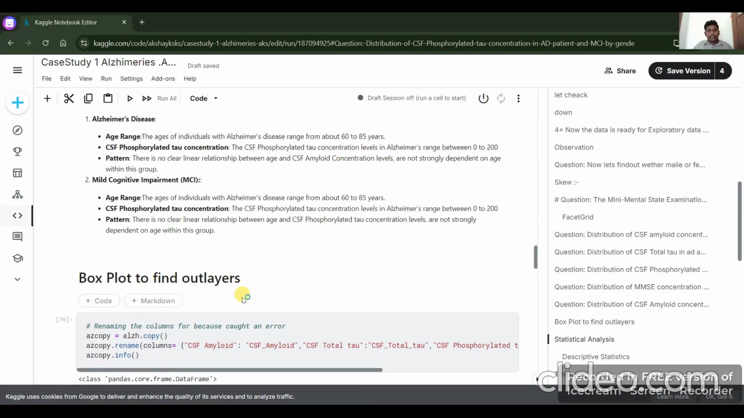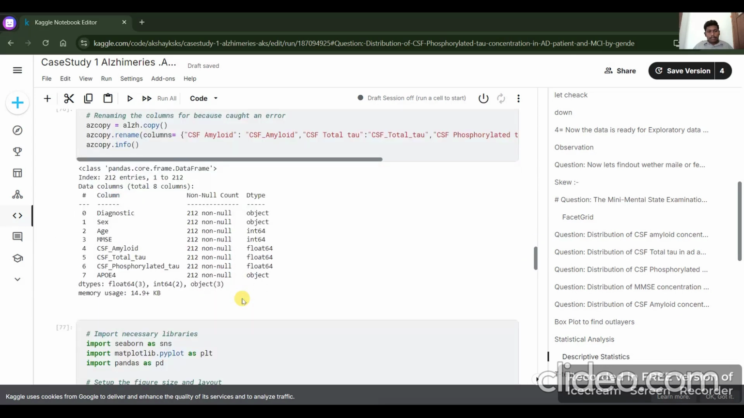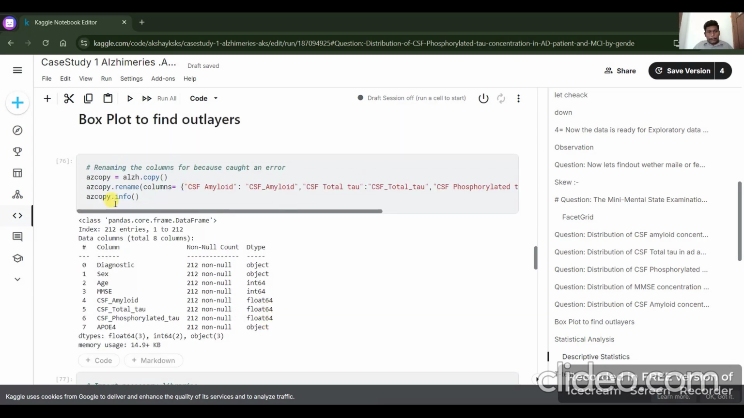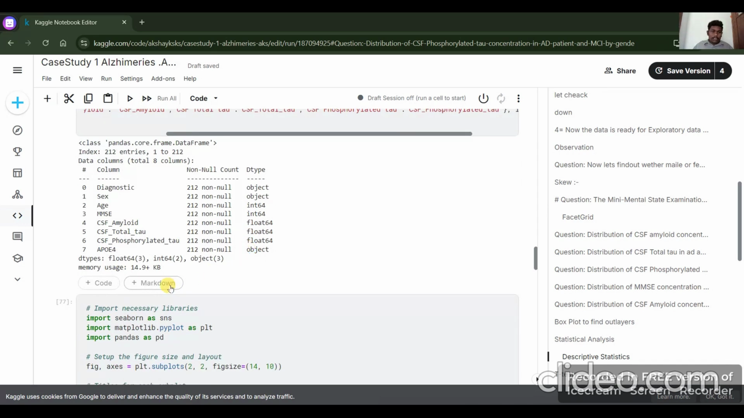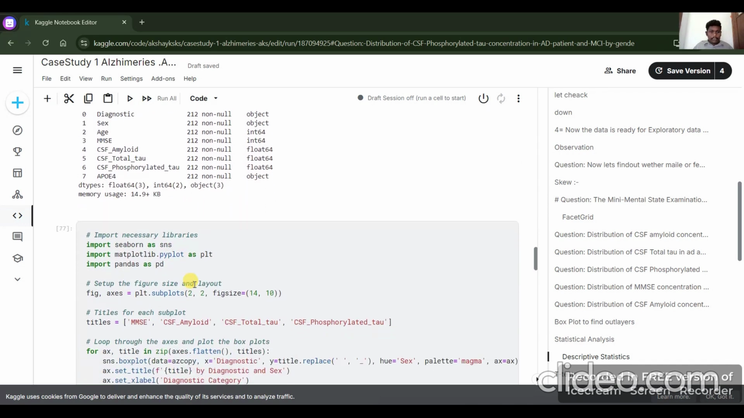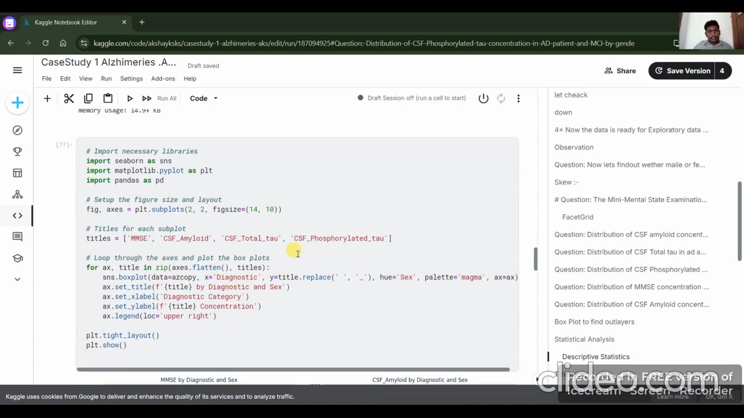Next, box plot to find outliers. In the box plot code, we make a copy of the dataset and use the renaming function. We have renamed CSF amyloid, CSF total tau, and CSF phosphorylated tau here. We have also imported the necessary libraries: seaborn, matplotlib, pandas, etc.